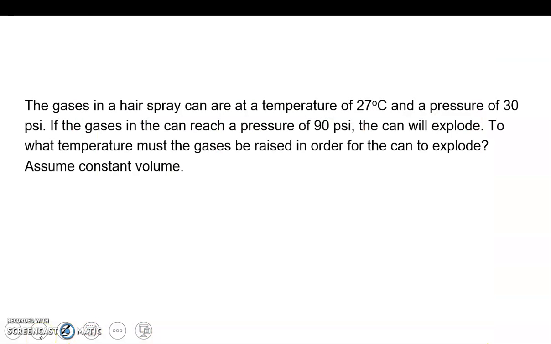So here's an example. We got a hairspray can with a temperature of 27 degrees Celsius and a pressure of 30 psi. If the gases can reach a pressure of 90 psi, the can will explode. To what temperature must the gases be raised in order for the can to explode? So we have an aerosol can, and we're going to see how hot we have to get it to make it blow up. Not something you should do at home, but something to consider, right?